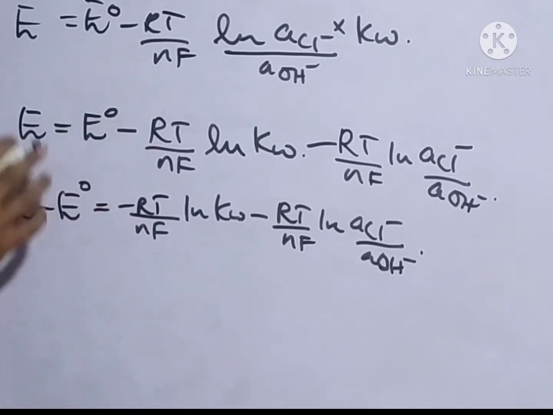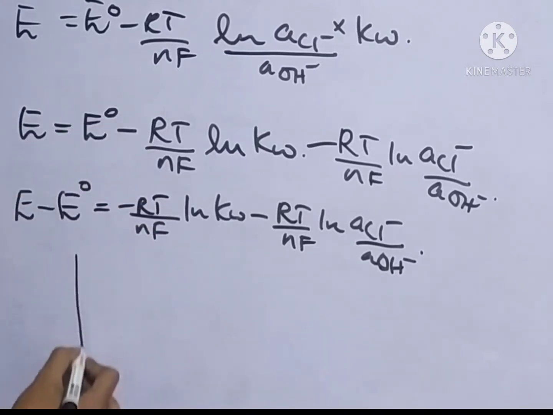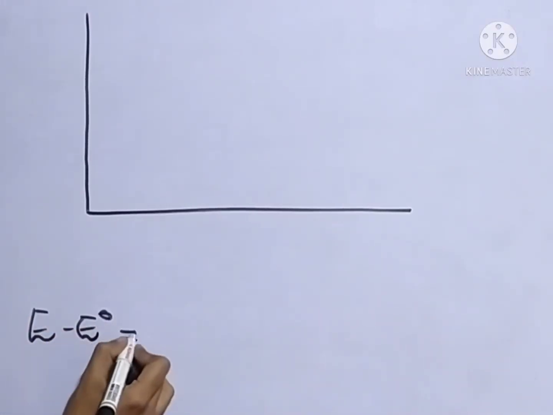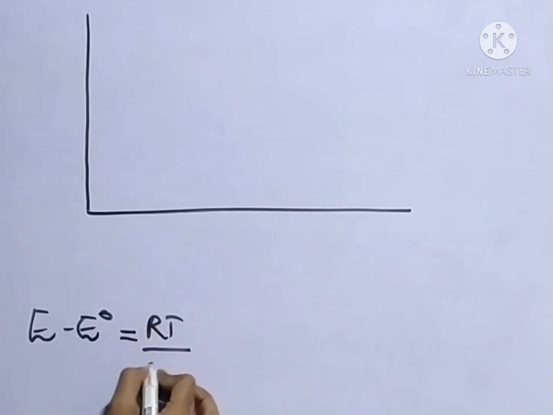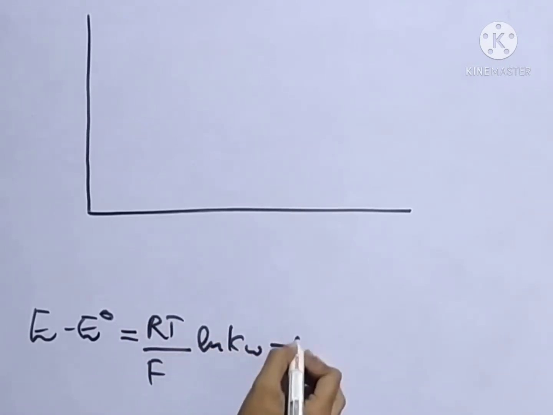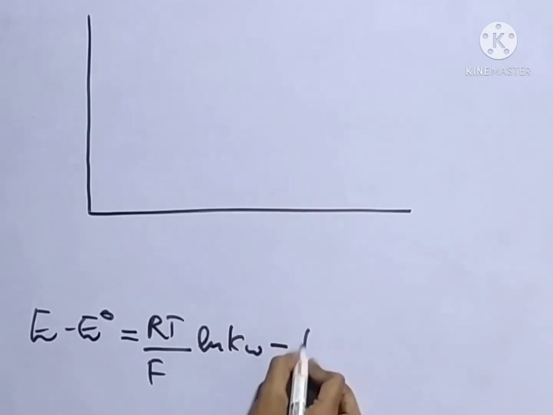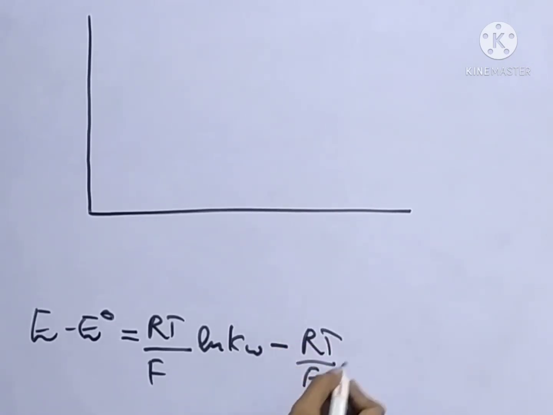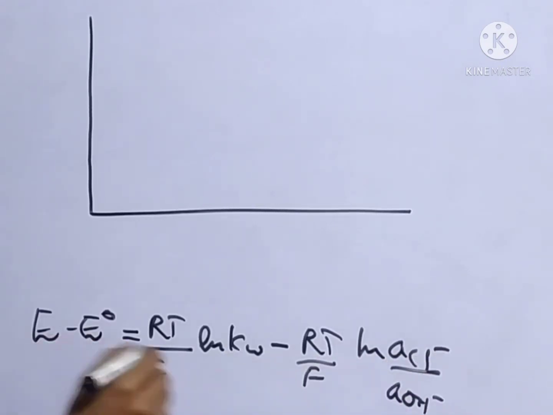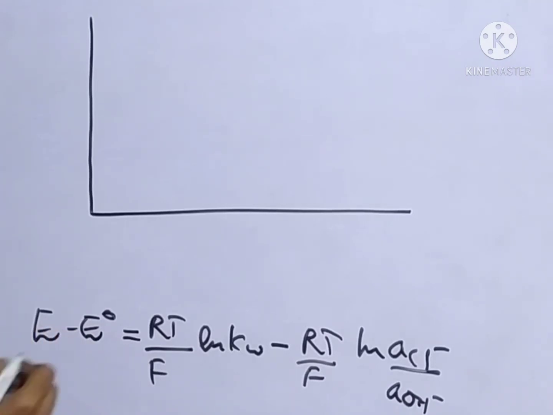So by using this equation, we can plot a graph like this. Here in this equation, E minus E0 equal to RT by F ln Kw minus RT by F ln ACl minus divided by AOH minus. This is the same as that of y equal to mx plus c.